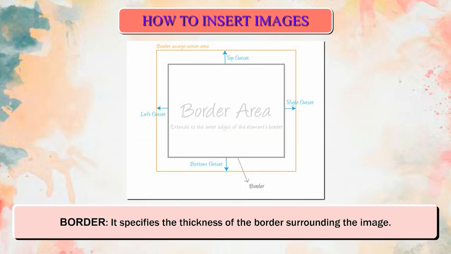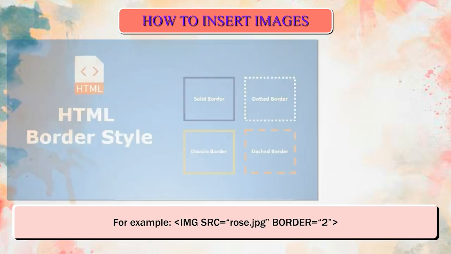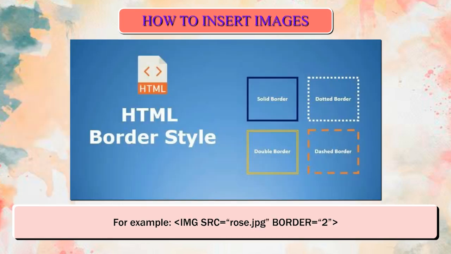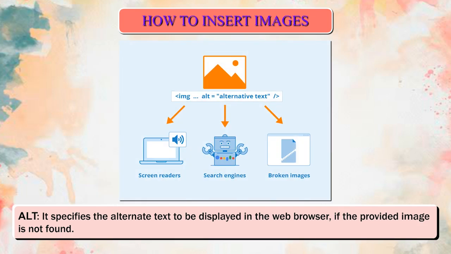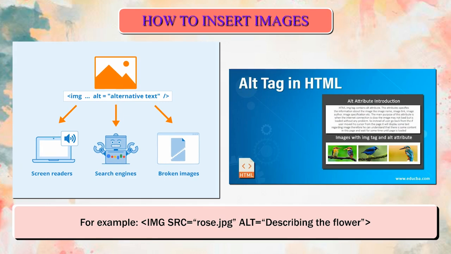Border, it specifies the thickness of the border surrounding the image. For example, img src is equal to rows.jpg, border is equal to 2. Alt, it specifies the alternate text to be displayed in the web browser if the provided image is not found. For example, img src is equal to rows.jpg, alt is equal to describing the flower.